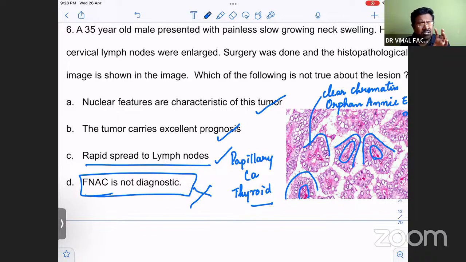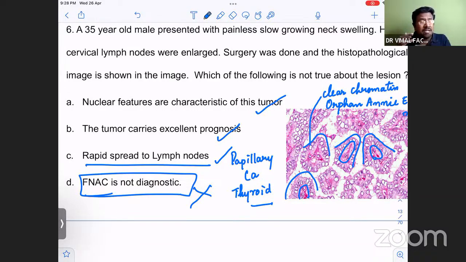Follicular carcinoma will have capsular and vascular invasion, but FNAC cannot identify it. FNAC is like aspirating single cells. So FNAC cannot say whether there is a vascular invasion or capsular invasion.